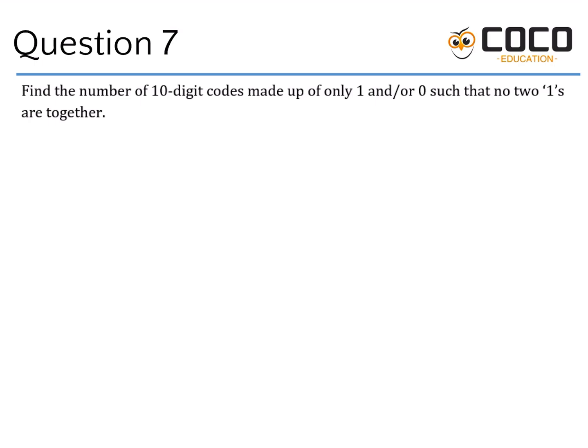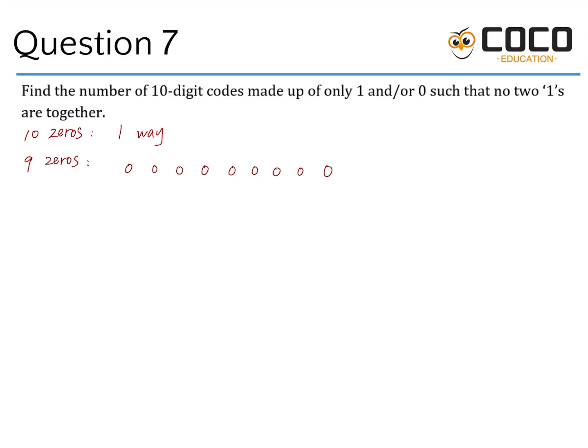Okay, for the next question, find the number of 10-digit codes made up with digit 1 and digit 0 such that no 2 digit ones are together. So the most number of digit 0 we can get is 10 zeros. This will only be 1 way. Then let's say we had 9 zeros. So 1, 2, 3, 4, 5, 6, 7, 8, 9.